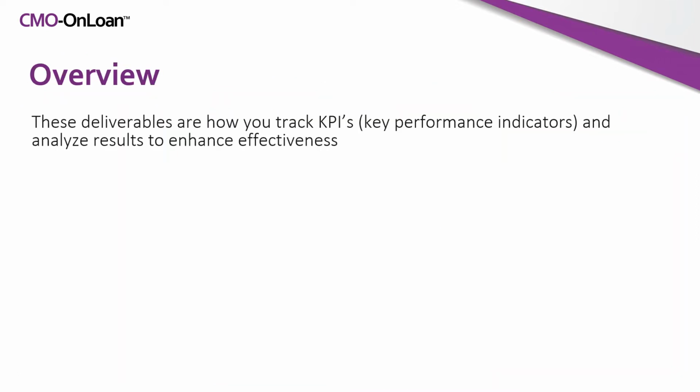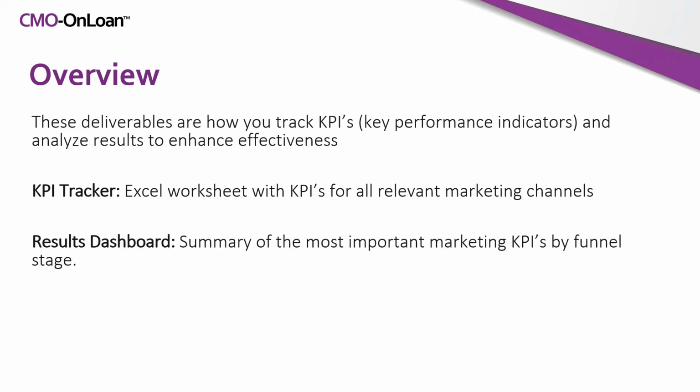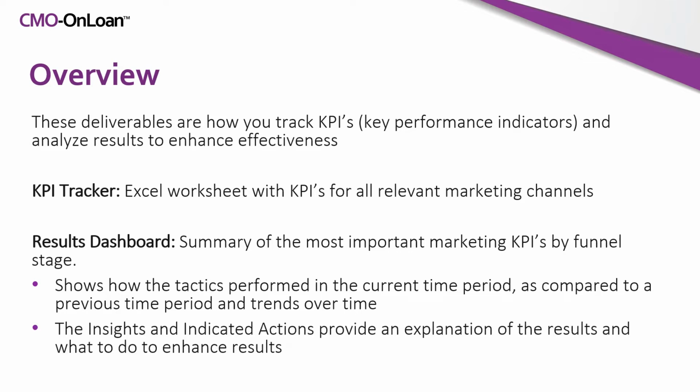Specifically, these two deliverables are how you track your KPIs, which are key performance indicators, and analyze results in order to enhance effectiveness. The KPI tracker specifically is an Excel worksheet with KPIs for all relevant marketing channels. And the results dashboard is a summary of the most important marketing KPIs by funnel stage. It shows how the tactics performed in both the current time period as compared to a previous time period, and then shows trends over time. We also have the insights and indicated actions, and it's a separate page for us that provides an explanation of the results and what you'll do to enhance those results.